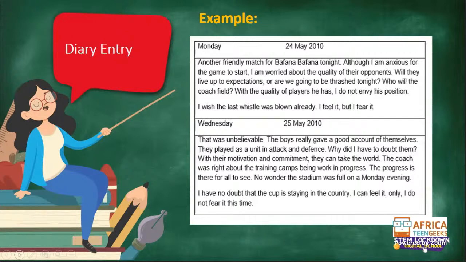So this is a diary entry, and from this specific diary entry on the 24th of May, we can tell that the person who has written it is very anxious. Not very excited about the game, but very anxious as to what is going to happen in the friendly match between Bafana and another international team.